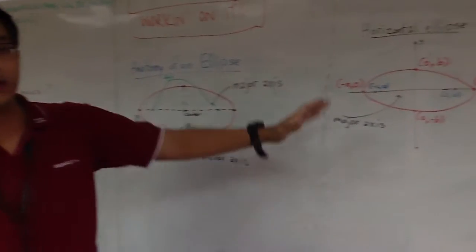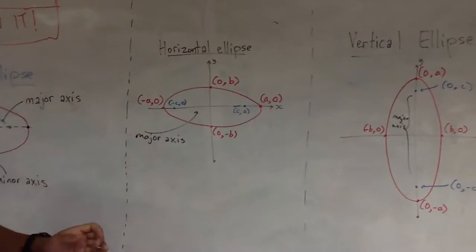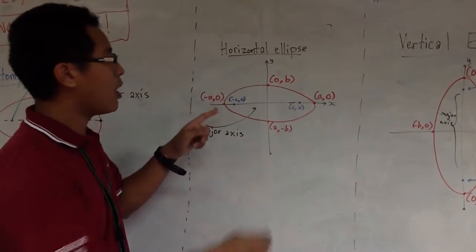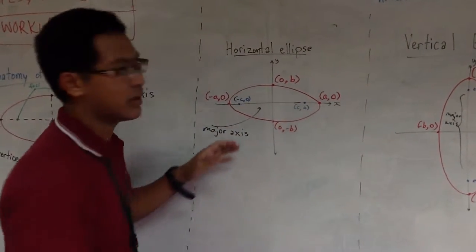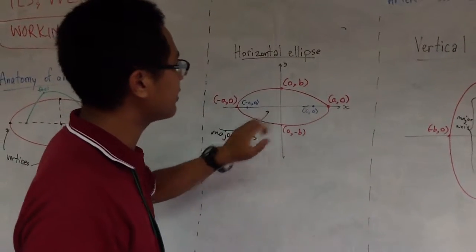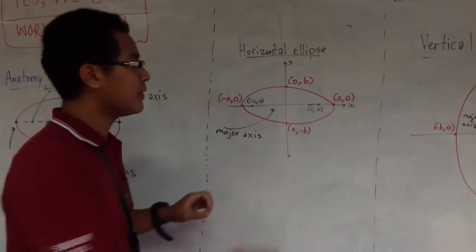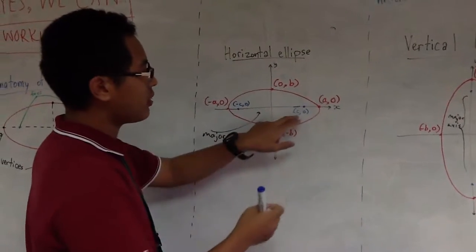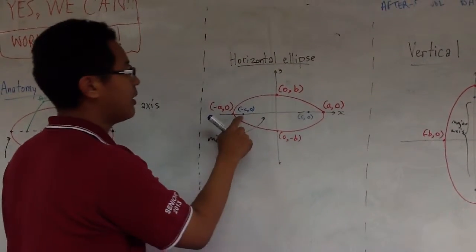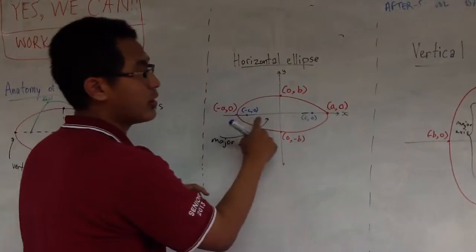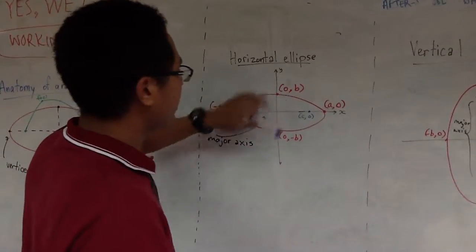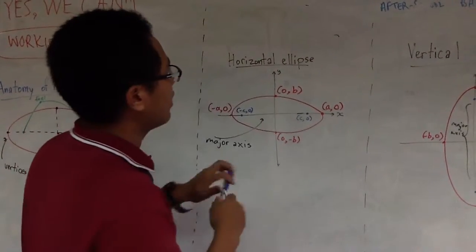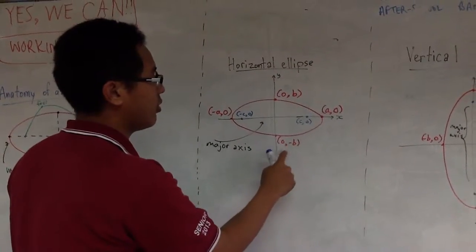Next, we are going to talk about the horizontal ellipse, as you see here. A horizontal ellipse is an ellipse that has two focal points on the x-axis. And the x-axis in this case is the major axis. We use C for focus. So here is (C, 0) and (-C, 0). Those are the focal points. And over here, the y-axis will be the minor axis because it is the smaller axis. And we have (0, B) and (0, -B).